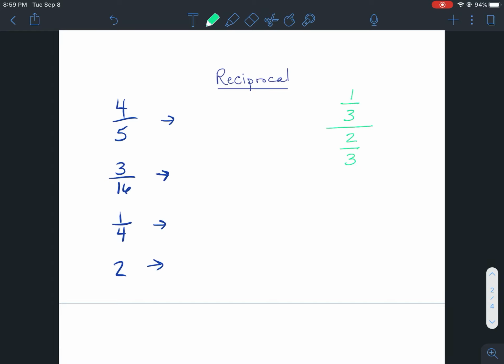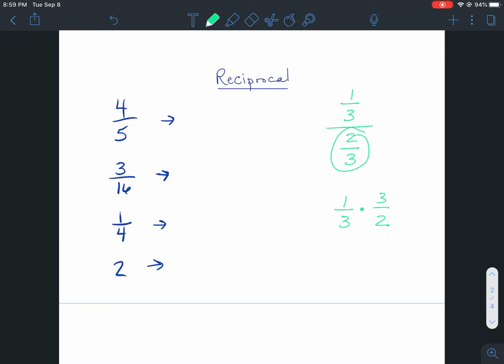Instead, I take this fraction and I flip it. So the new problem would be 1/3 times, flip that, and it would become 3/2. And then you would multiply. So you can't divide by fractions, you have to multiply by the reciprocal. Again, the reciprocal is taking a fraction and flipping it.